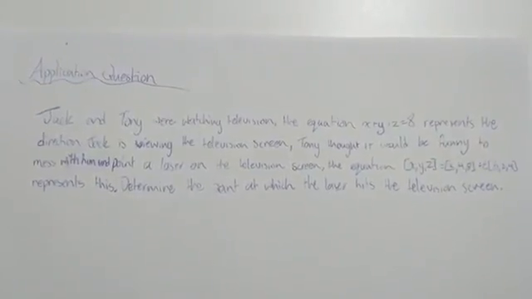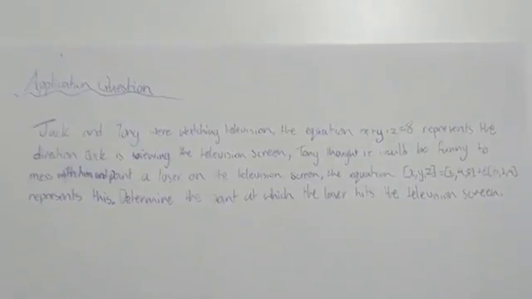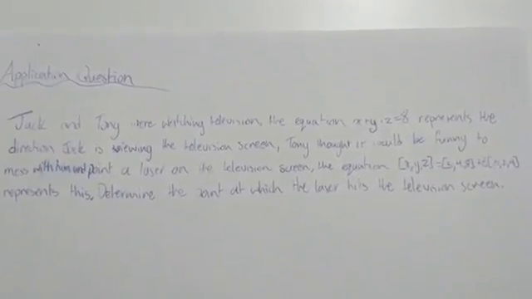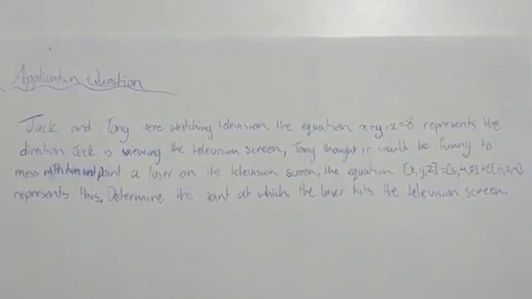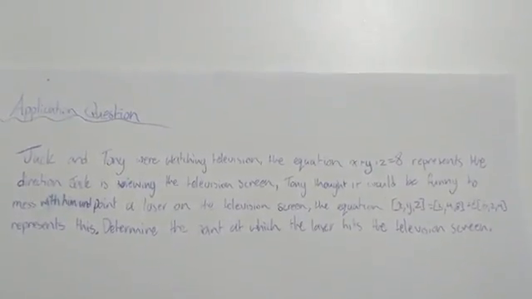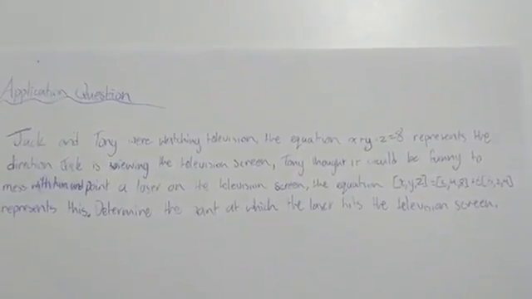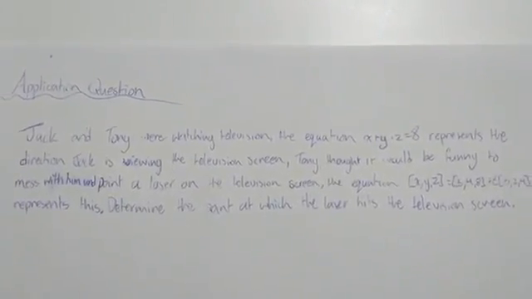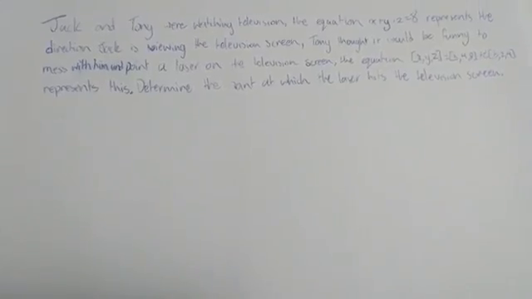And now I'll be showing you how to solve an application question. The question states, Jack and Tony were watching television. The equation x plus y plus z is equal to 8 represents the direction Jack is viewing the television screen. Tony thought it would be funny to mess with him and point a laser on the television screen. This equation represents this. Determine the point at which the laser hits the television screen.